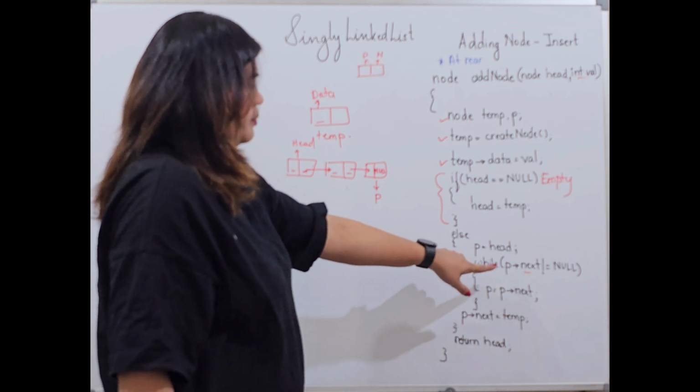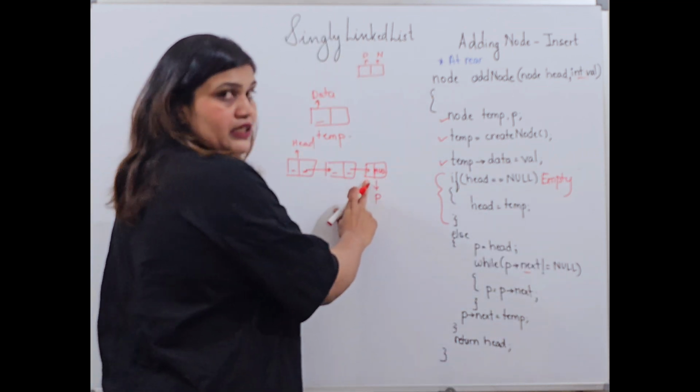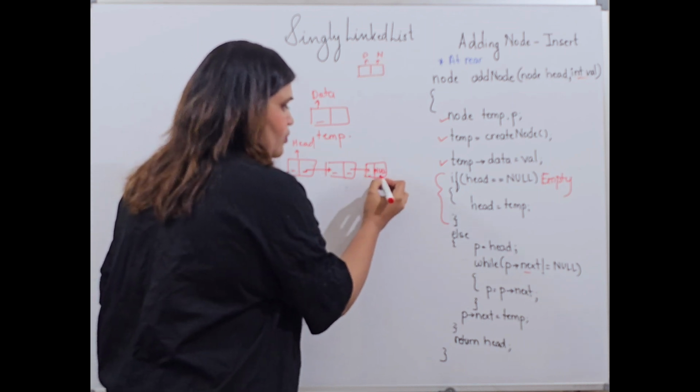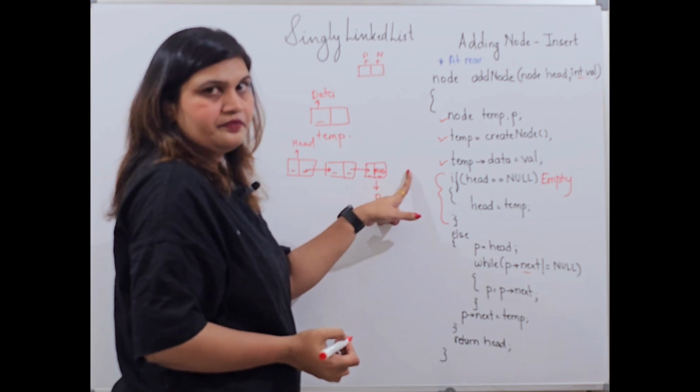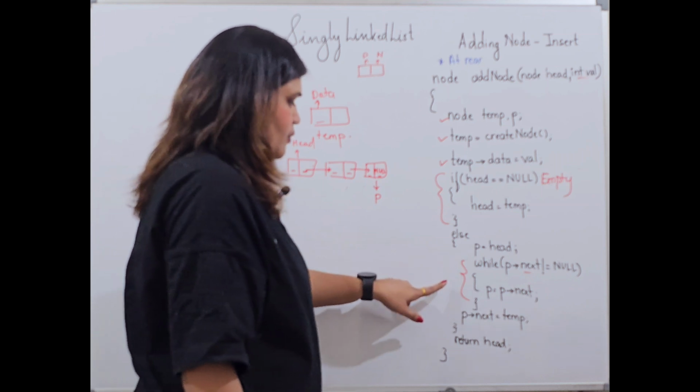Now again it will check. P to next is not equal to null? Here, is it not equal to null? No, it is equal to null. P to data, P to next. P to next is null. Why is it null? Because there is no other element here. Then I'll come outside of the while loop, and then what am I going to do?